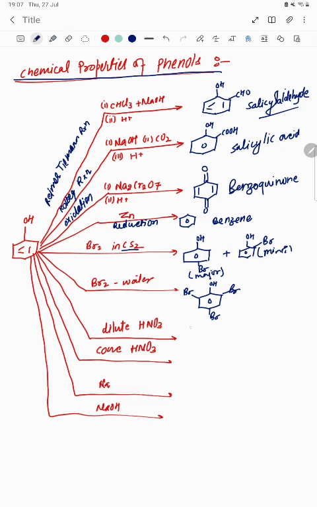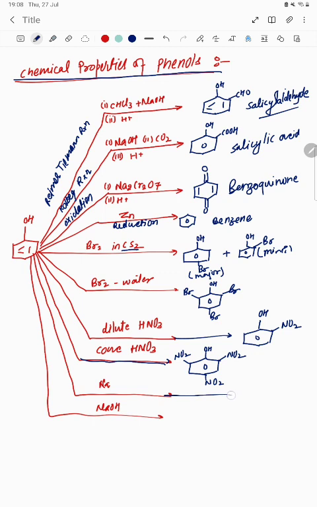Now see the dilute HNO3. If you are treating with dilute HNO3, it is going to give monosubstituted nitrophenol. So it is OH, and here the NO2 goes. Now if you are treating with concentrated HNO3, it will give trinitrophenol, tri-substituted. OH is here, and NO2 goes at these places. Then 2,4,6-trinitrophenol is our product with concentrated nitric acid.